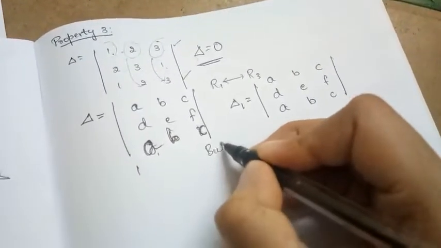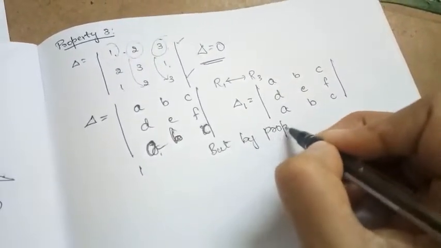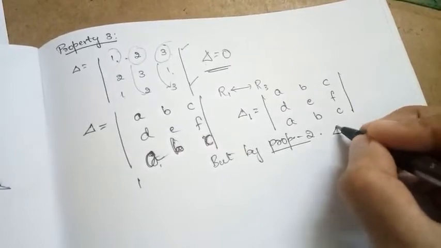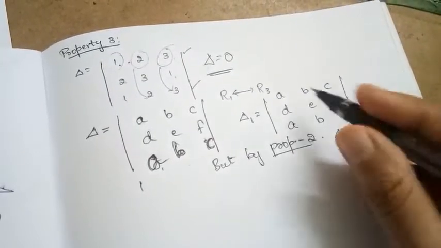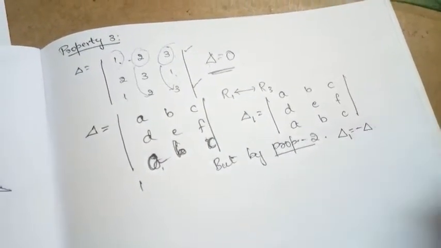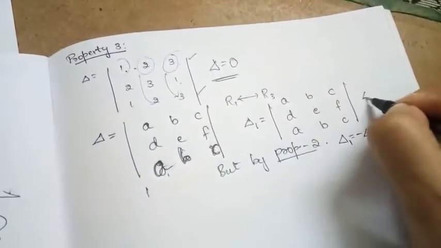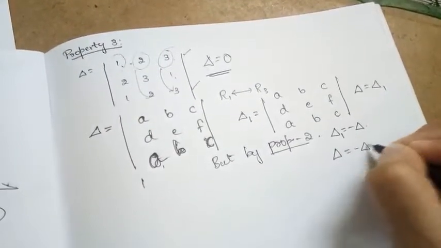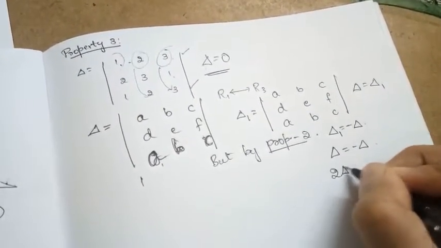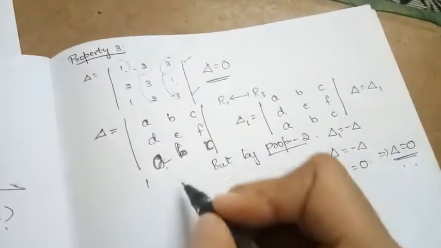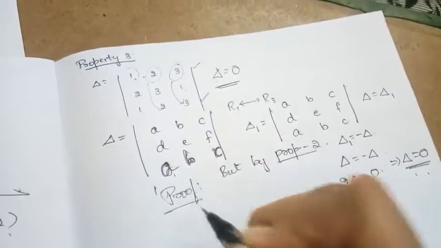But by property 2, which we came across just now, what does property 2 say? The sign of the determinant changes when any two rows or any two columns are interchanged. That is, delta 1 is equal to minus delta. But here, by looking at this, you can say that delta is equal to delta 1. So I will replace delta 1 by delta, which gives delta is equal to minus delta. Taking it to the LHS, 2 delta is equal to 0. This implies the determinant value is equal to 0. So this is the proof regarding property 3.